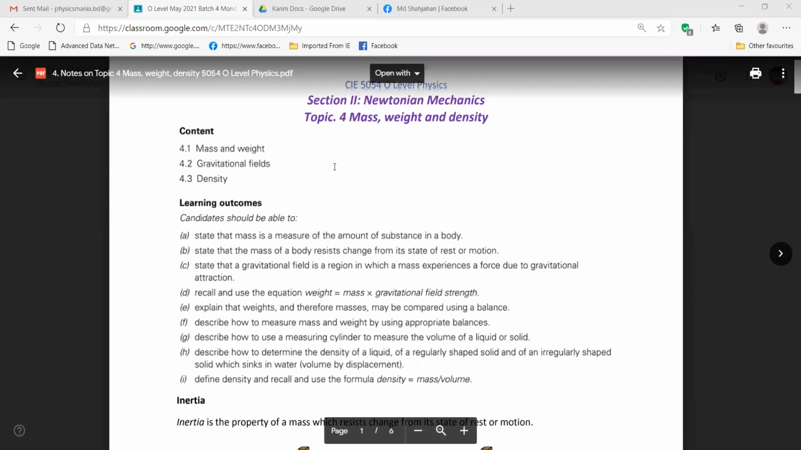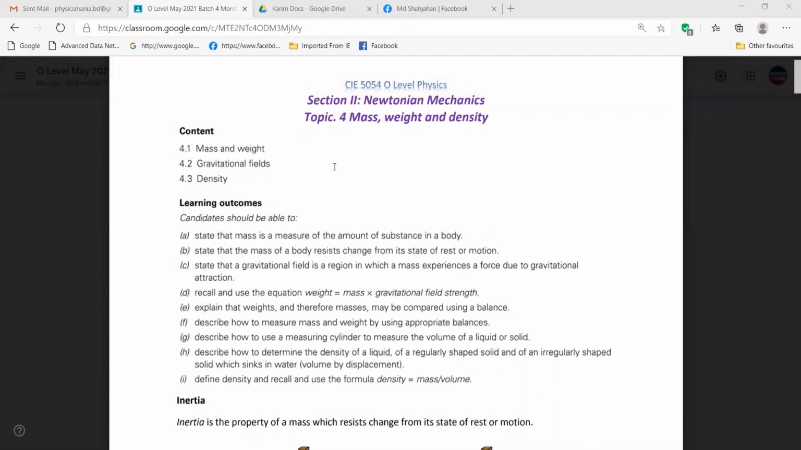Yes, sir, I'm here. Okay, look, our topic is mass, weight, density, and it's one of the easiest and smallest topics. So first go through the learning outcomes. Can you read the learning outcomes?